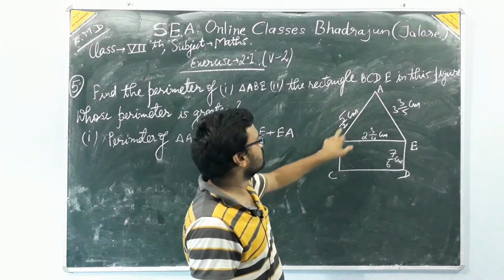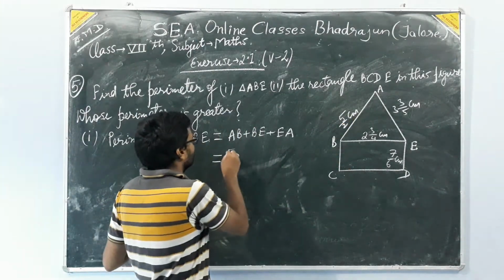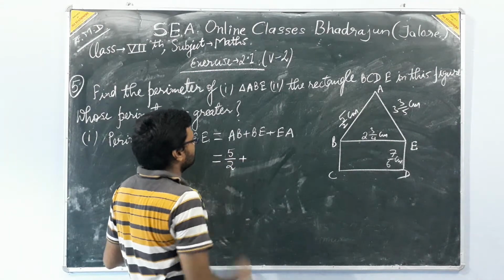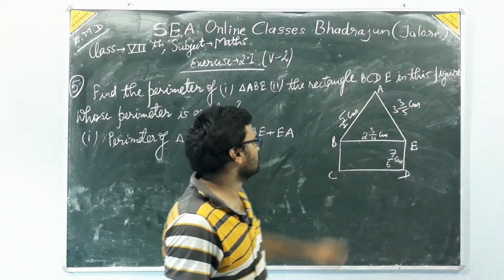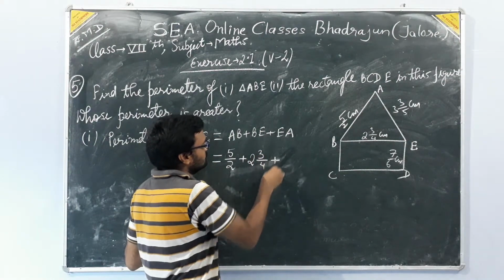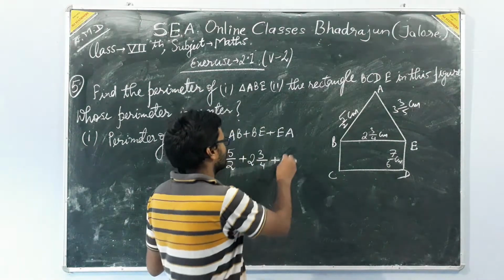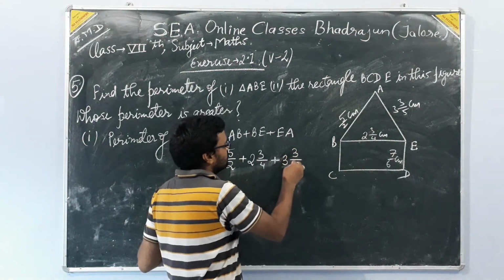Our AB is 5/2 centimeter, plus what is our BE? BE is 2 whole 3/4 centimeter, plus our EA is 3 whole 3/5 centimeter.